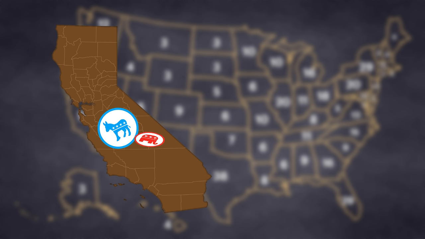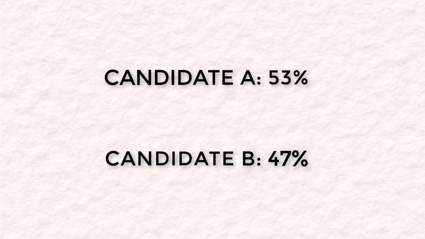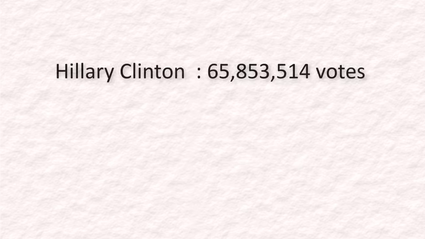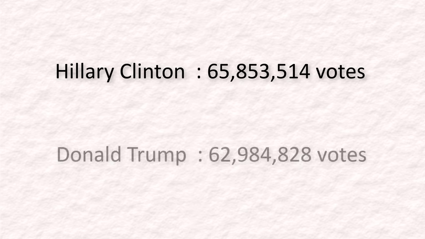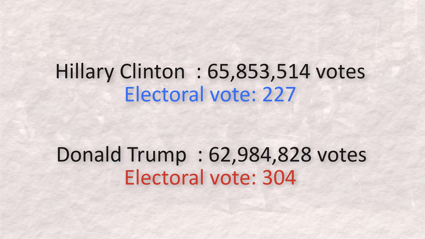Still, the nationwide popular vote is counted, even if it is more or less pointless because winning the popular vote will not give a candidate the presidency. A perfect example of this came in 2016, when Hillary Clinton won the popular vote around 66 million to around 63 million, but Donald Trump beat her in the electoral vote, which came to 304 to 227.